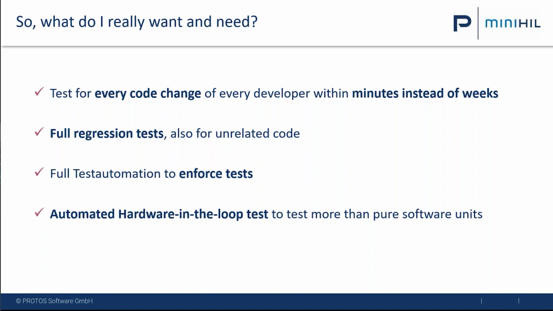Then it's very nice to have full test automation to enforce the tests. So every commit, for example, of every developer should be tested. And to automate this brings you a lot of benefits. First of all, you enforce the test. So every commit is really tested, whether the developer wants it or not. It's also a big benefit for the developer because it reduces the effort, because he doesn't have to take care of triggering the test.